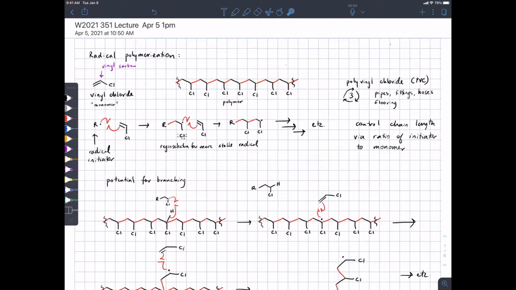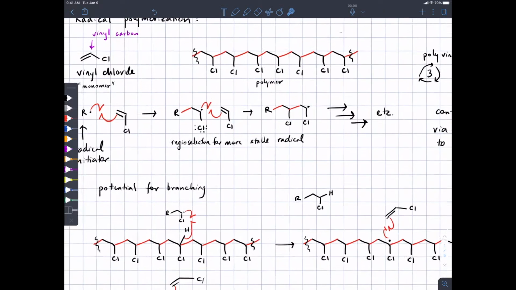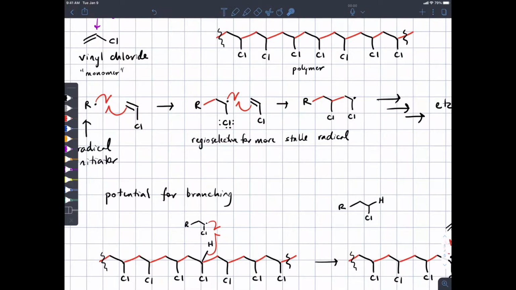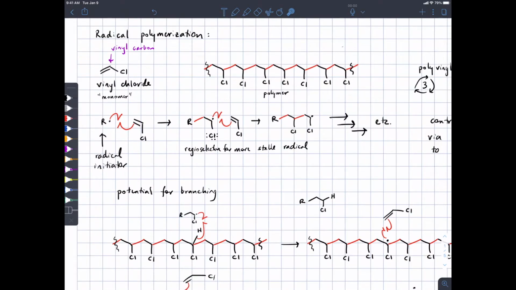You don't have to scramble to copy all of this down. The notes will be available. I drew it out ahead of time just to facilitate the discussion, because the chemistry and the mechanism, at least, isn't new, but I want to spend some time talking about the properties of these polymers.